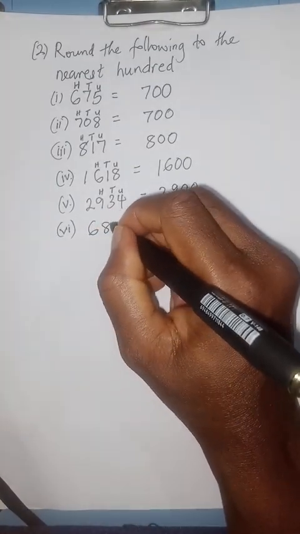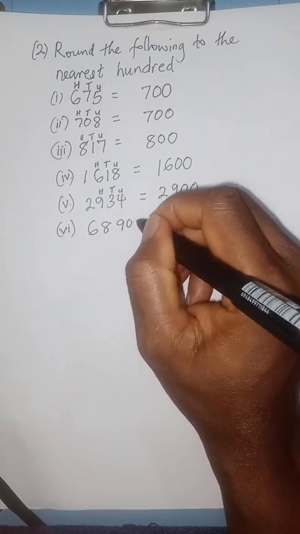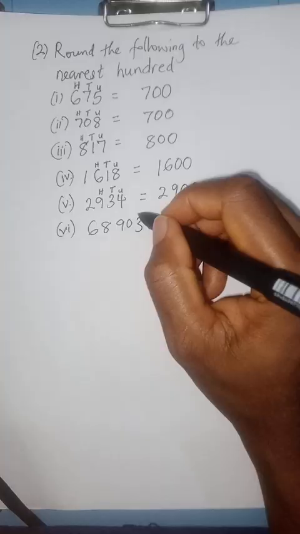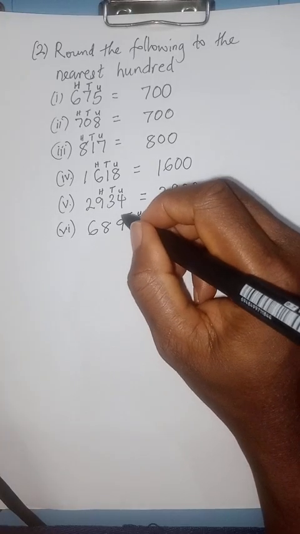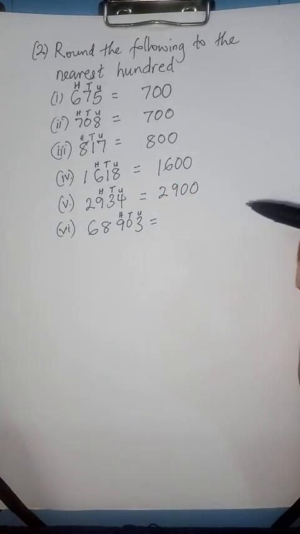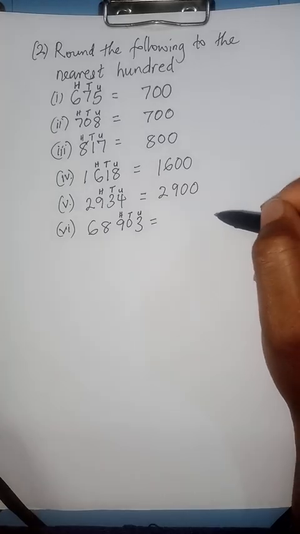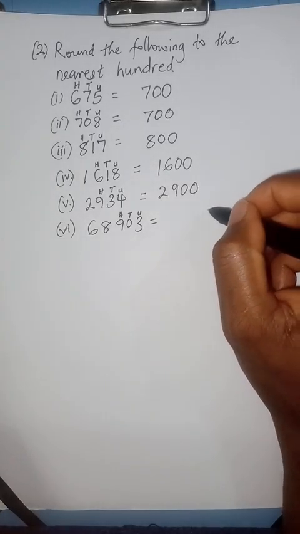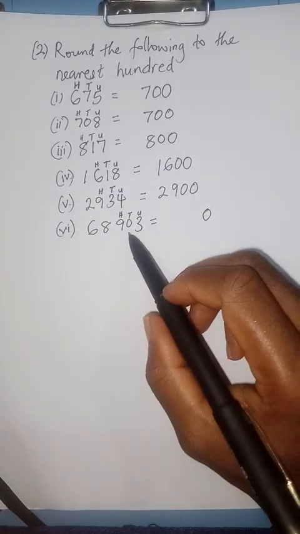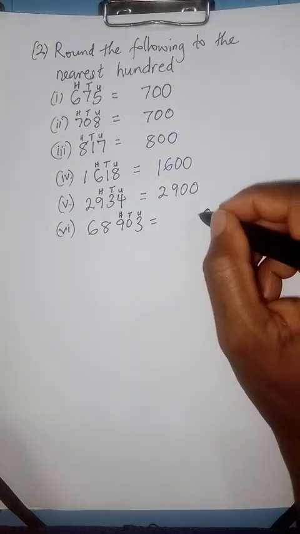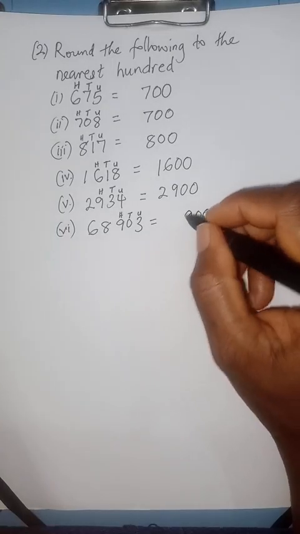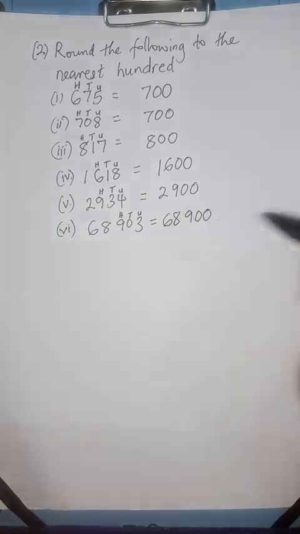68,903. This is your unit, this is your tens, this is your hundred. So our focus is on the hundred and the tens. Now convert the unit to zero. Now let's look at the tens. The tens is zero, so I'm going to run down. Do not change anything, then 68.